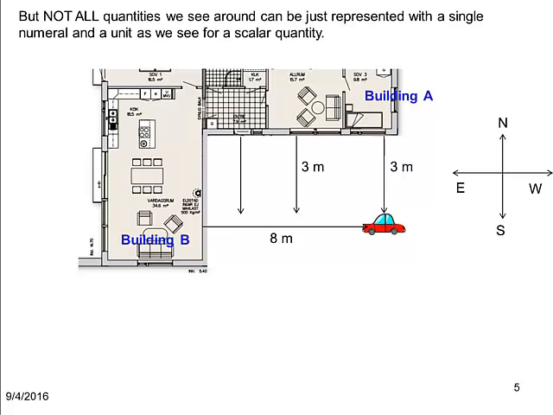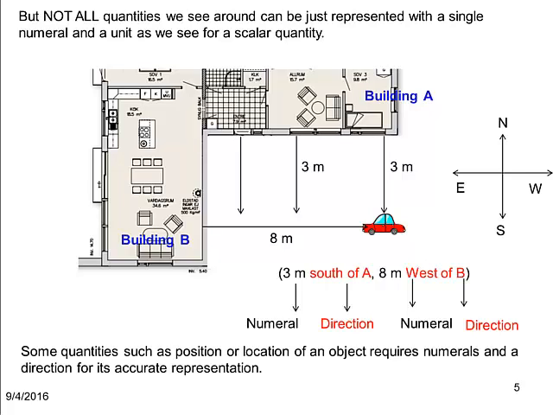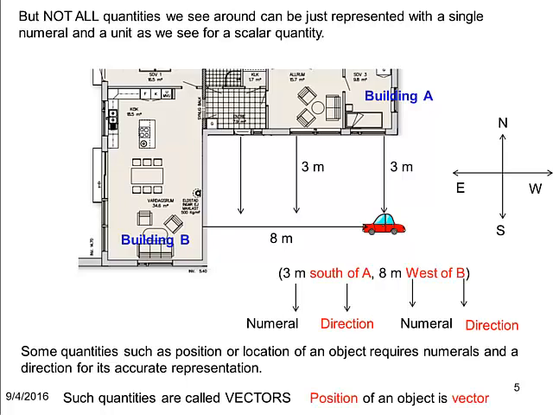That means there are some quantities that require more than just one single numeral for their accurate representation. A numeral with a direction, or a number of numerals with directions, can be used for representing such quantities. We call such quantities vectors. Therefore, we can say that the position of an object is a vector quantity.